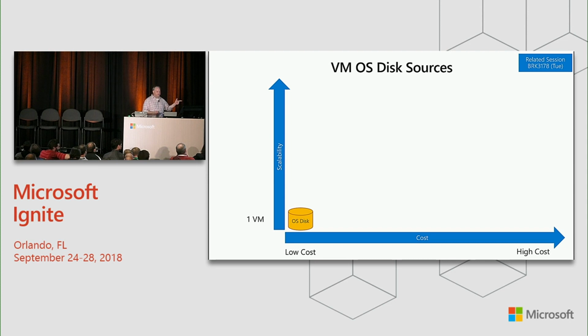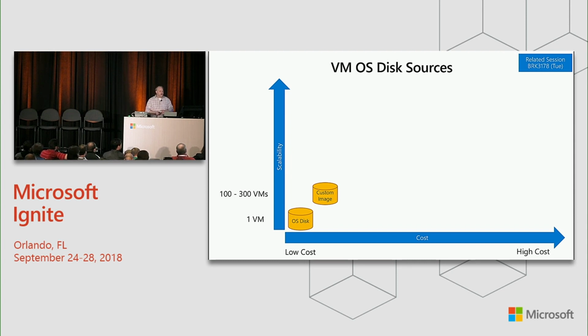Then if you have a custom image, you can spin up 100 to 300 VMs off of a single custom image, although it's restricted to a single subscription and a single region. So you can only spin up a certain number of VMs off of that because it has to be in that single subscription, single region.